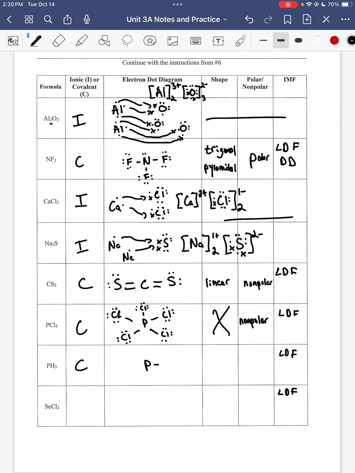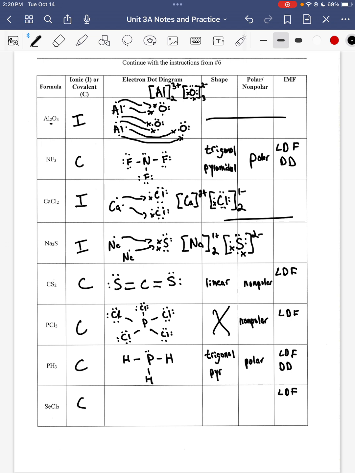Next, we have PH3, another covalent substance, which if we draw it out, should look like this. This is a trigonal pyramidal substance because we have 3 bonded atoms with 1 lone pair. It is a polar substance because the central atom has a lone pair on it. Therefore, not only do we have London dispersion forces, we also have dipole-dipole forces, and there is no hydrogen bonding here because those hydrogens are not connected to an N, O, or an F.